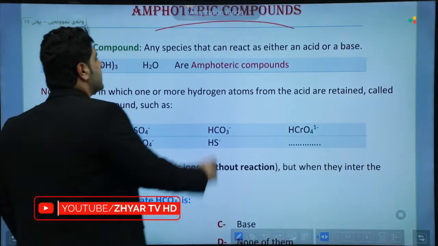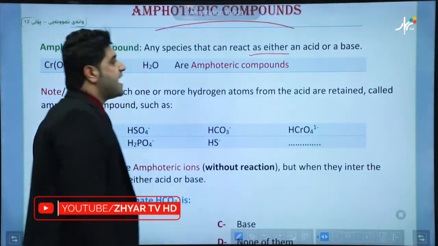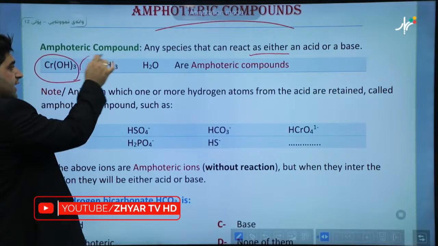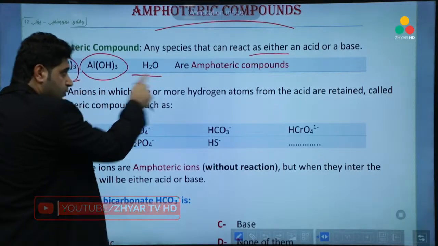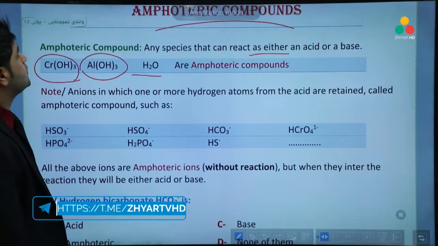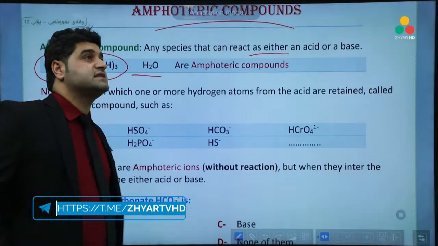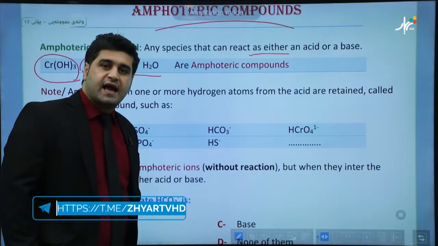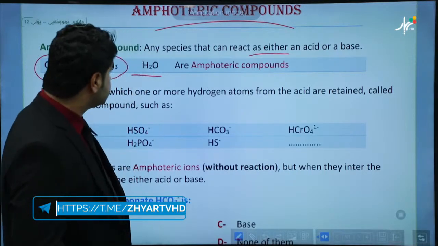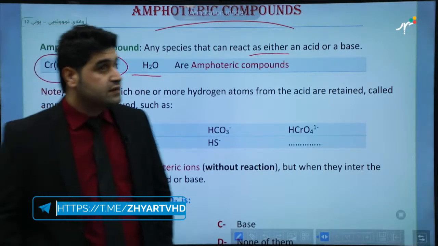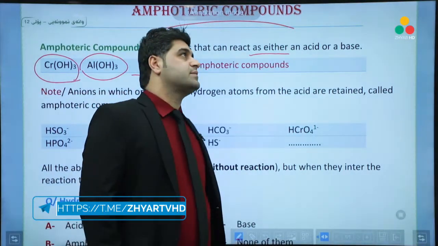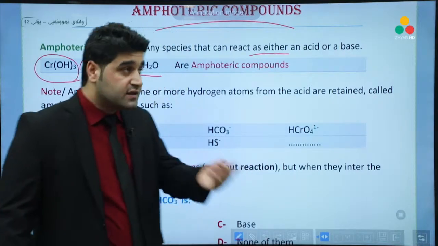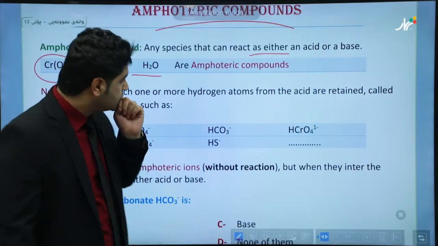any species that can react as either acid or base, such as Cr(OH)3, Al(OH)3, and H2O also. H2O is an amphoteric compound because we have seen that H2O reacted with the acids to be a base and reacted with the bases to be acid. Oh, now I understand why we get water as an acid in some reactions and as a base in other reactions. Because water is an amphoteric compound, it can release or gain a proton.